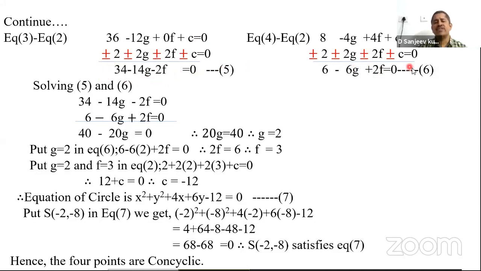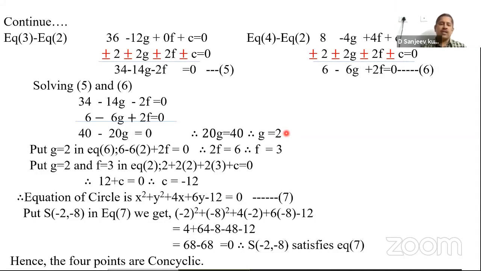So solving equation 5 and equation 6. I have taken equation 5 first: 34 minus 14g minus 2f is equal to 0. Equation 6: 6 minus 6g plus 2f is equal to 0. Now here you observe minus 2f and plus 2f, so no need of subtracting, straight away you can add here. So minus 2f plus 2f goes off. 34 plus 6 is 40, minus 14 minus 6 is minus 20g. So 40 minus 20g is equal to 0. So you can write 20g is equal to 40. So the value of g is 40 by 20, which is 2. So you got the value of g.